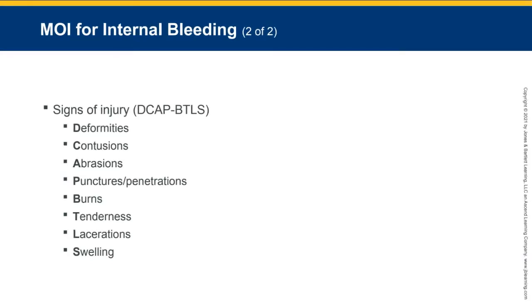Signs of injury, look for your DCAP, BTLS, IC. So D, deformities, C, contusions, A, abrasions, P, punctures, penetrations, paradoxical motion, B, burns, T, tenderness, L, lacerations, S, swelling, I, instability, C, crepitation. Look for signs of injury.